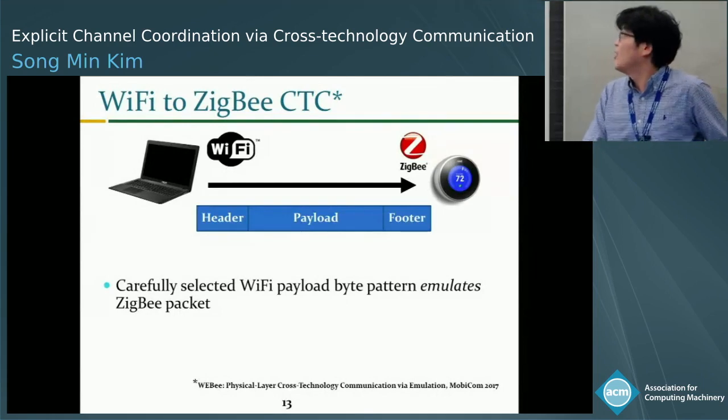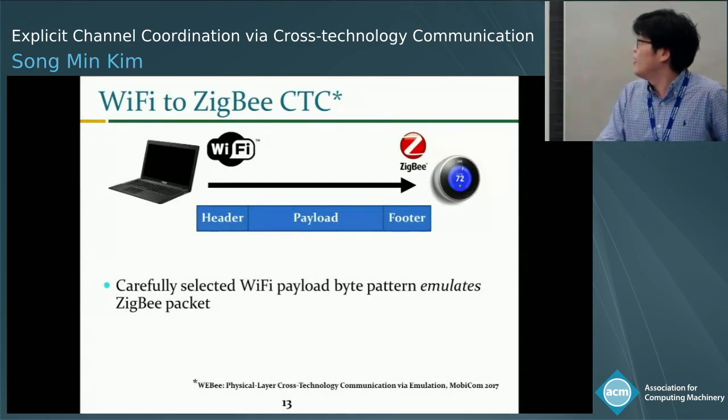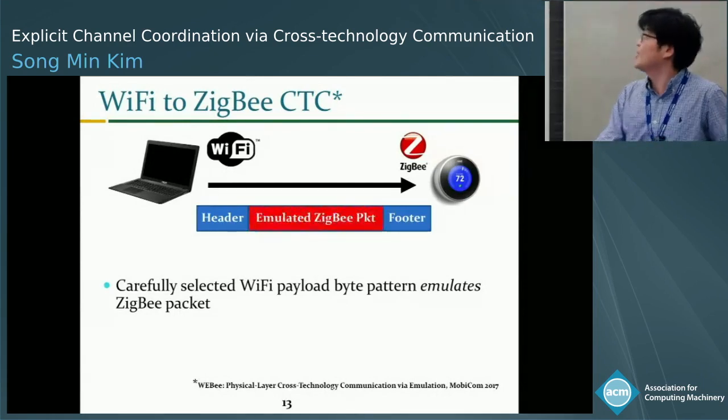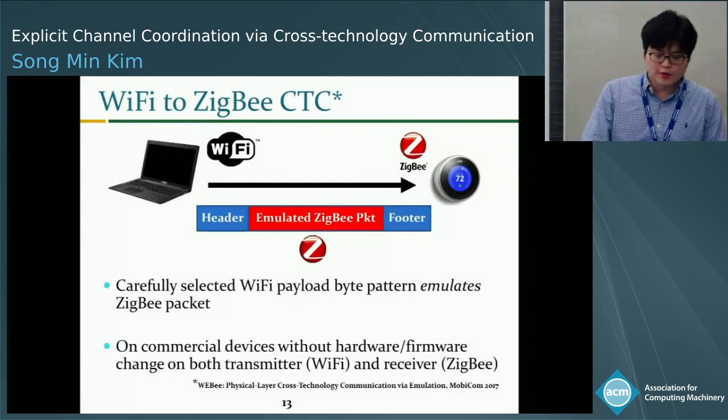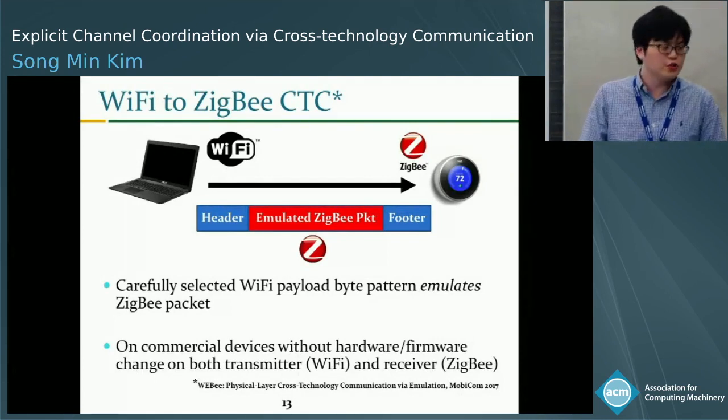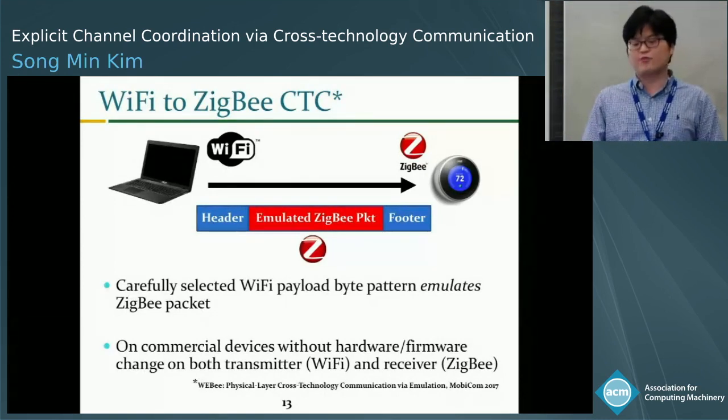In other words, a Wi-Fi packet encapsulates a ZigBee packet within its payload. This works on commercial devices without any hardware or firmware changes on both the transmitter, which is Wi-Fi, and the receiver, which is ZigBee.